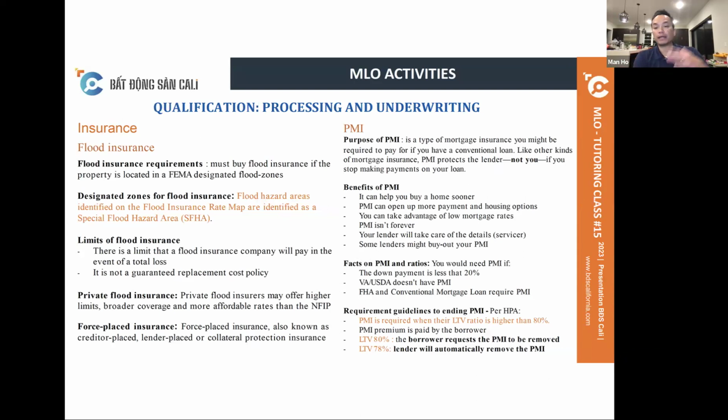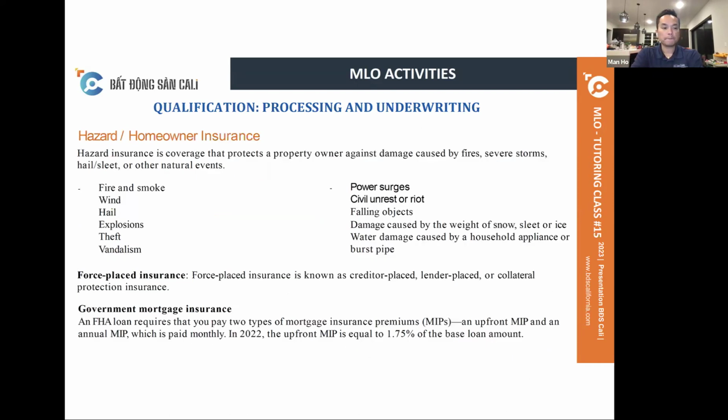I talk about this in the competitive market. Some lenders offer, I'll pay for your PMI, even if you only put down 15%. Requirement guidelines for ending the PMI, we talk about this, right? The HPA, PMI is required. If it's like 80%, you call it in. Say, hey, my loan to value ratio is now 80%. Please drop the PMI. I don't want to pay that no more. If it automatically goes to 22%, the lender will have to do it for you automatically.